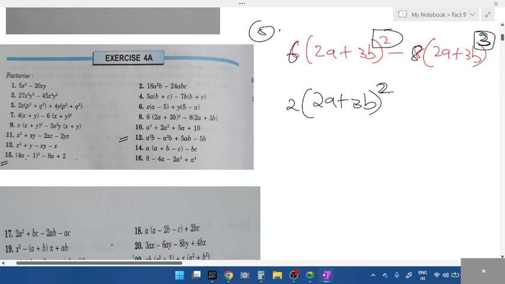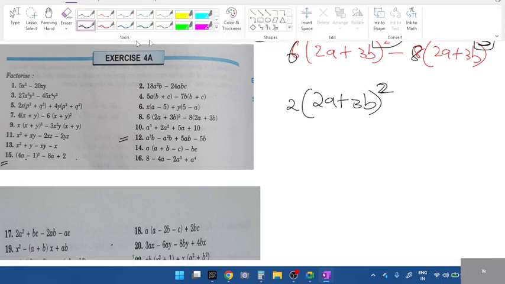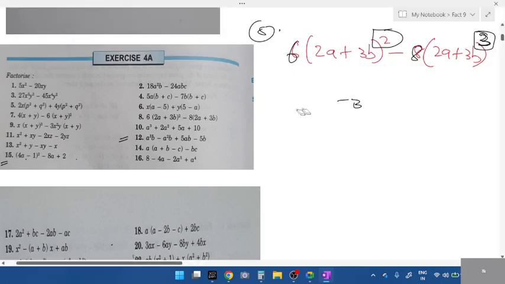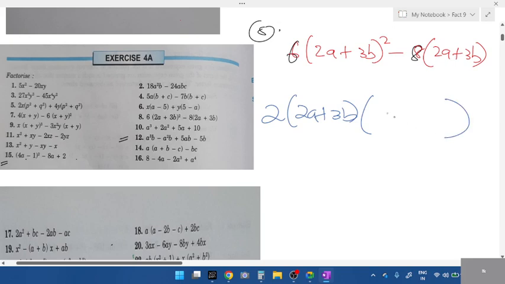Is this clear, Amy? Both of you understood? This is how it works. So don't get worried about cube or square, students. Use this normal concept. 2a plus 3b. Now tell me the remainder. Divide this.